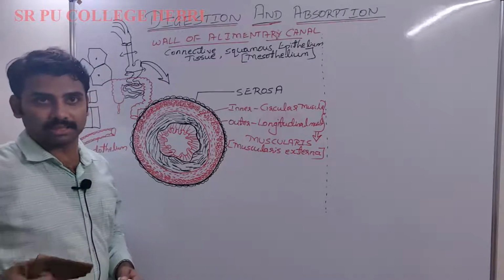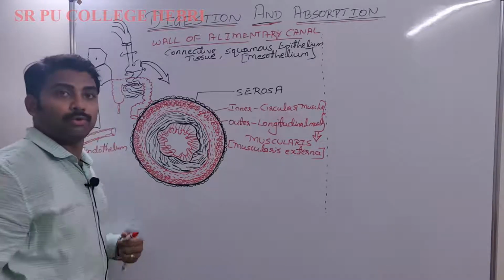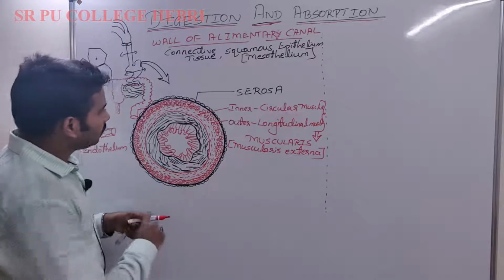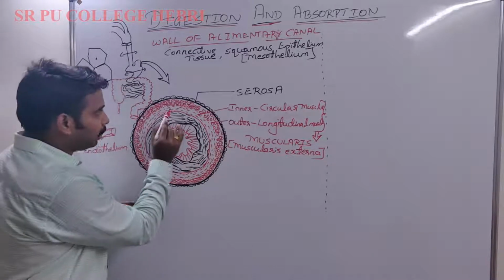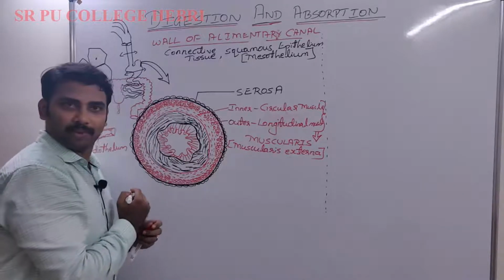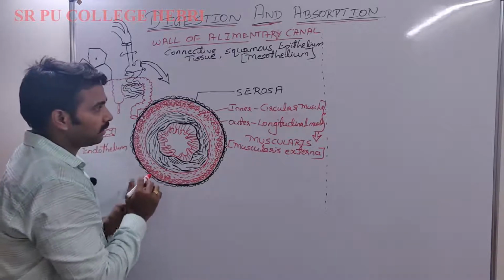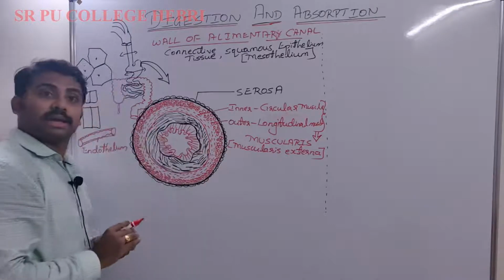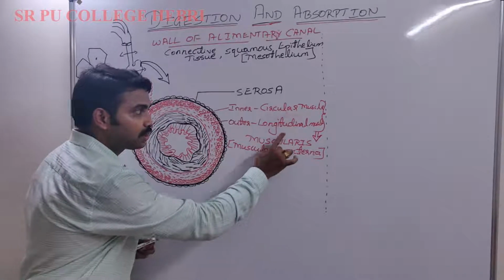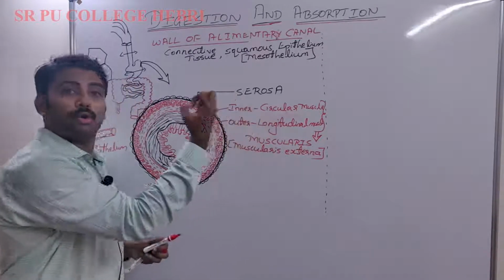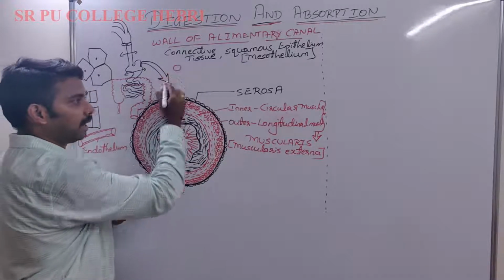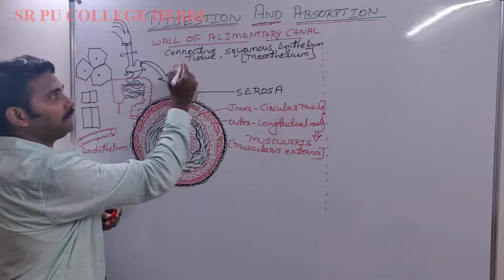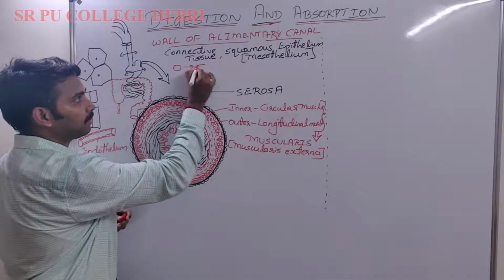Now you will have a doubt. Sir said the inner one is circular, but while drawing, it has been shown in the longitudinal form. Try to understand. This is the image taken when the smooth muscle undergoes contraction. When the smooth muscle is circular, when it contracts, it becomes like this.